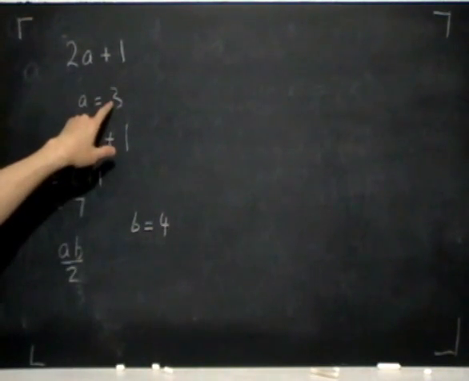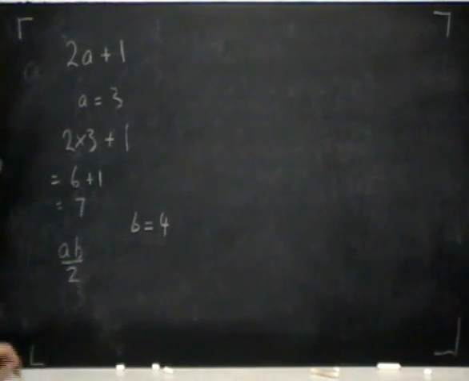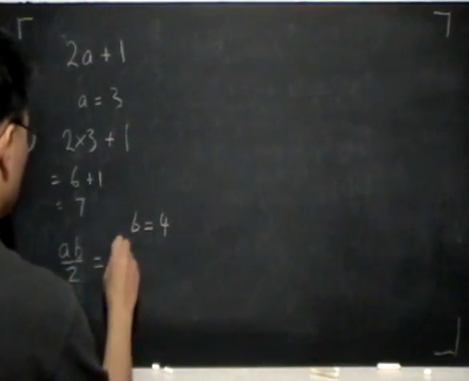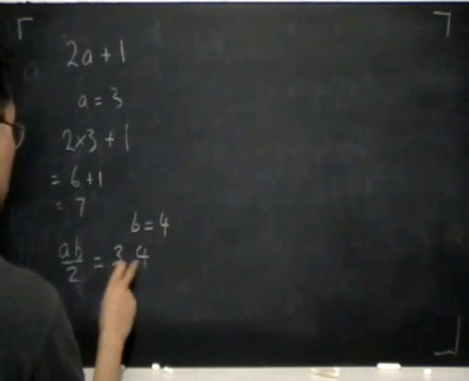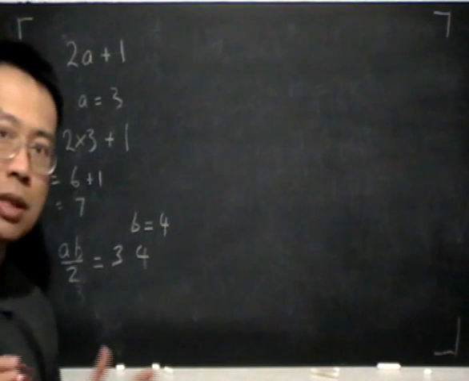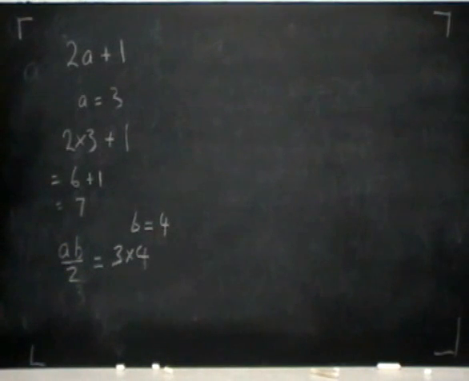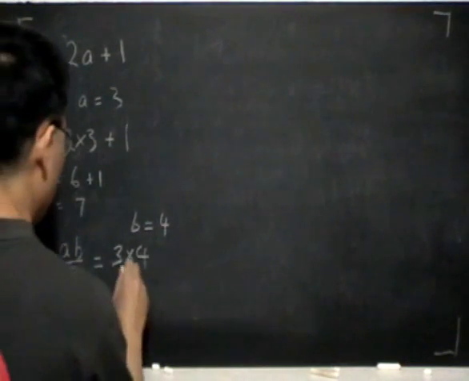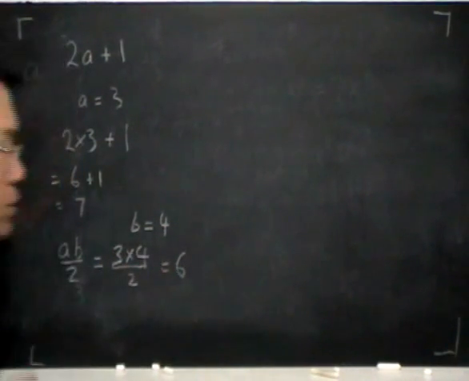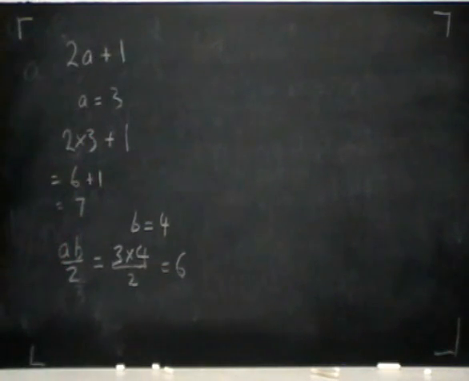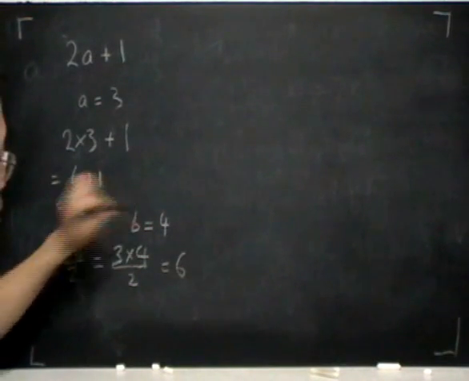All we need is to substitute 3 and 4 into the a and b. So let's try that. So a is 3, b is 4, and since we have numbers now, we know that ab in algebra means a times b. So we need to insert the times sign between them, over 2, and then 3 times 4 over 2, that would be 6. So that's calculating expressions by substitution if we know the numbers for the symbols.